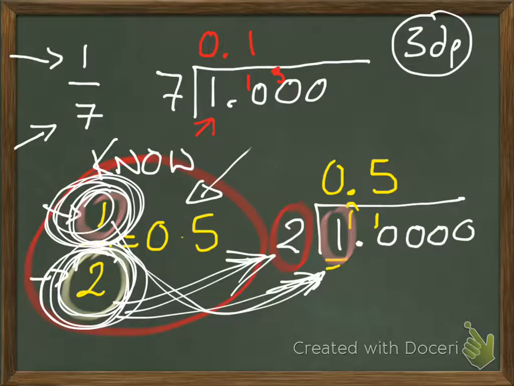7 into 30 goes 4. 4 sevens are 28, so it's 4 times, remainder 2, and 7 into 20 goes twice, and there's a remainder 6 on there, but we're not going to do it. So there you go. A seventh equals 0.142. Should we have another go at another one?